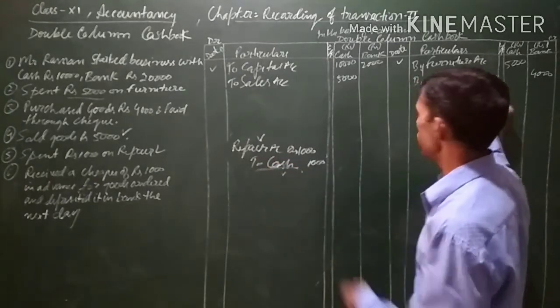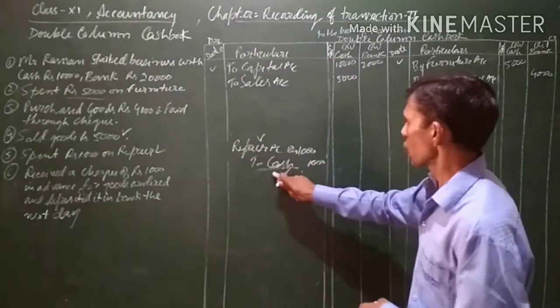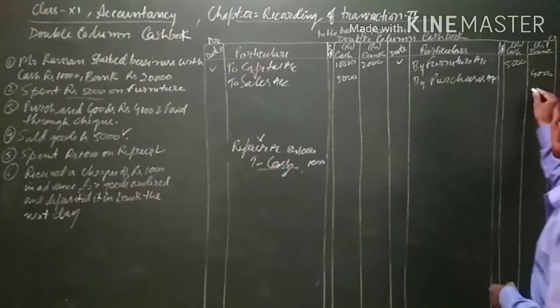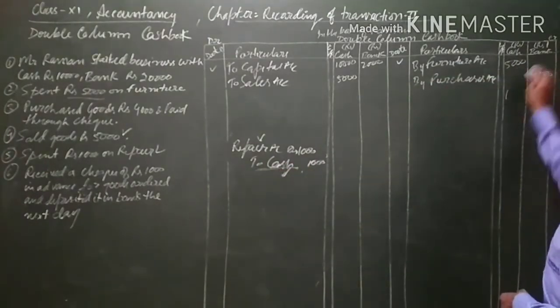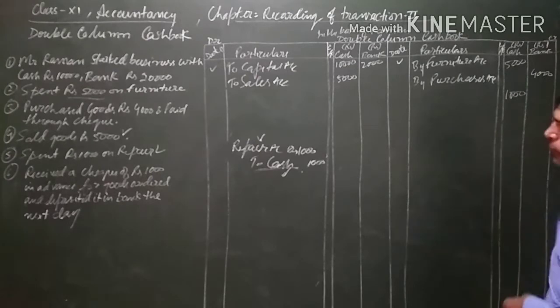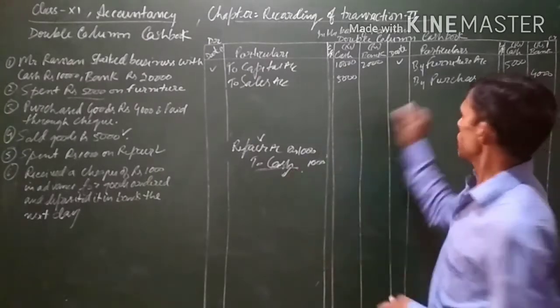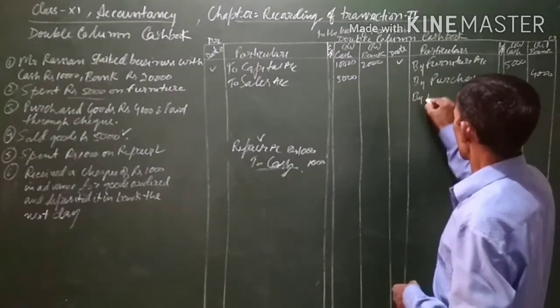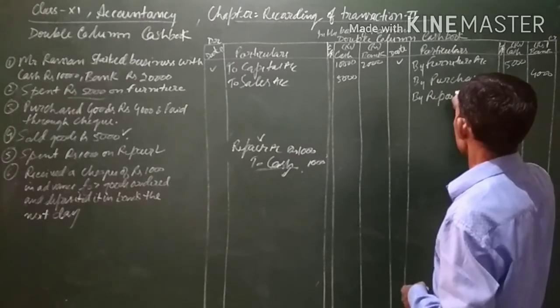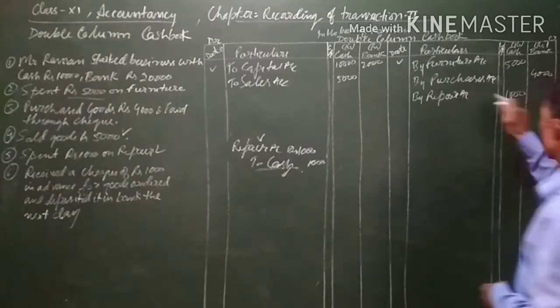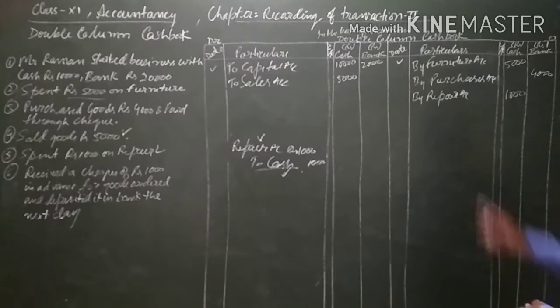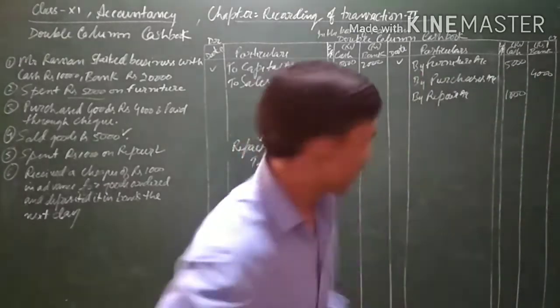So on the credit side, in the cash column, we will be writing 1,000. Why is this being credited? On account of repair. "By repair account", and in front of the repair account we will be writing 1,000. Now, next one.